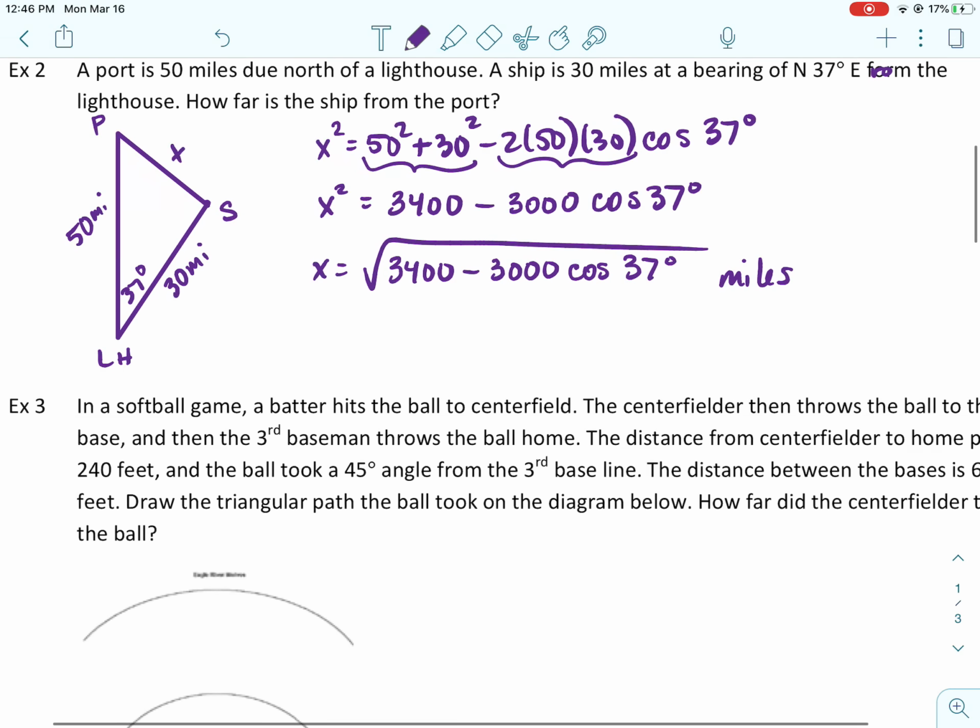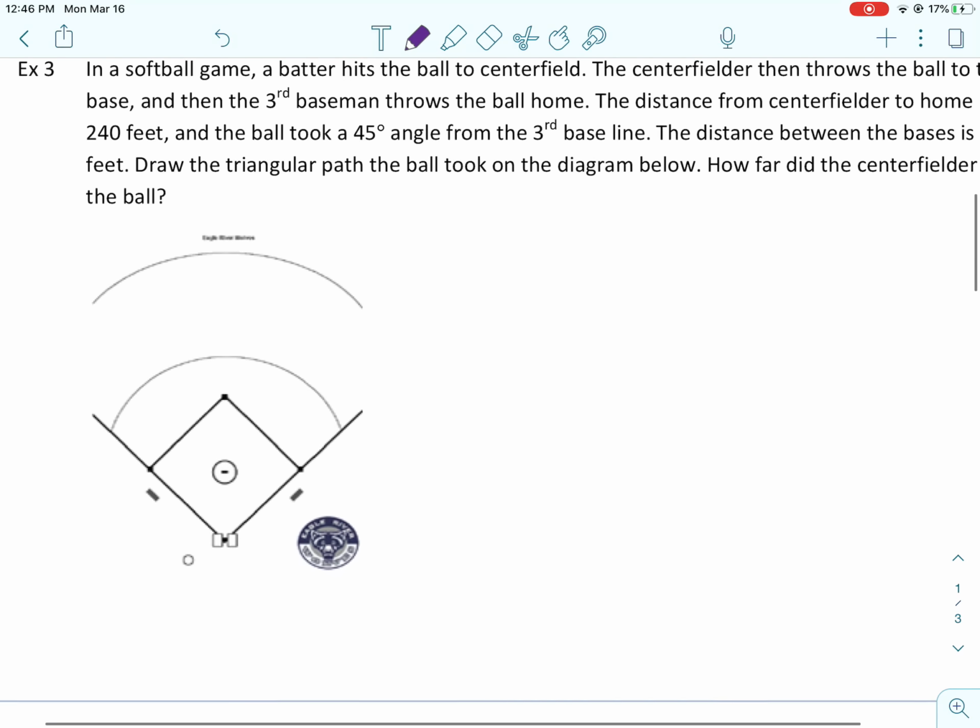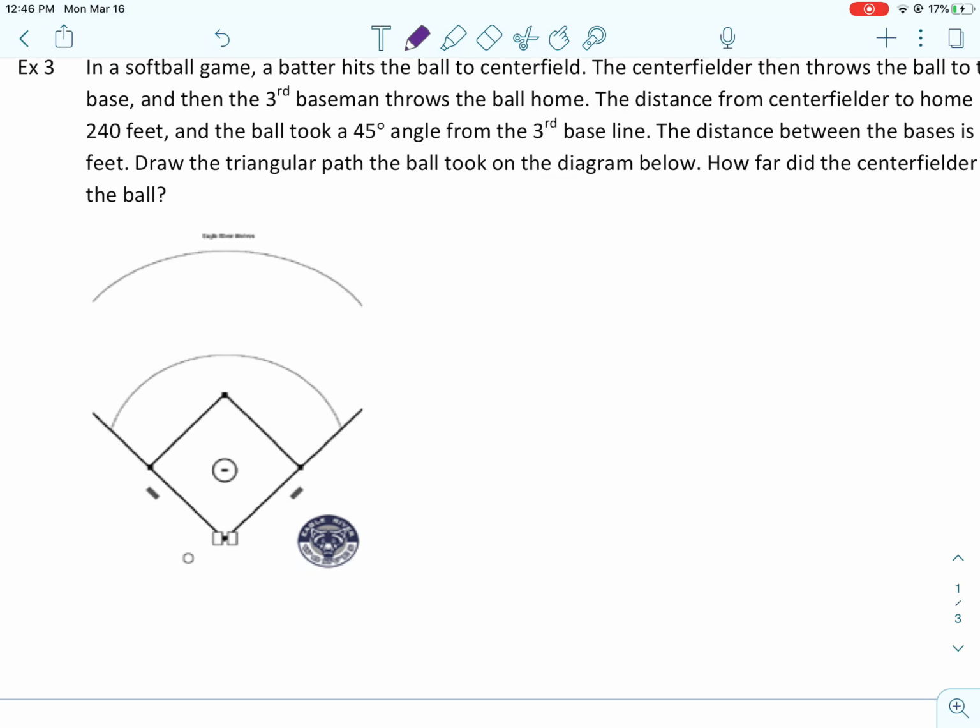And that's it. And this would be in miles.